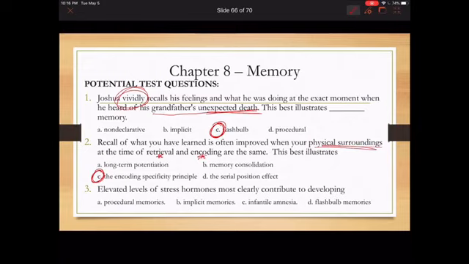Okay, this one's a little less clear or less obvious, I suppose, but elevated levels of stress hormones most clearly contribute to developing flashbulb memories, because although a flashbulb memory can be of any emotionally significant event, like even your wedding day or something like that, it doesn't have to be negative, definitely stressful or traumatic memories are gonna be flashbulb memories. So if they've raised your stress hormones, that has somehow affected you to experience a negative emotional event, right? Which you might more vividly recall.